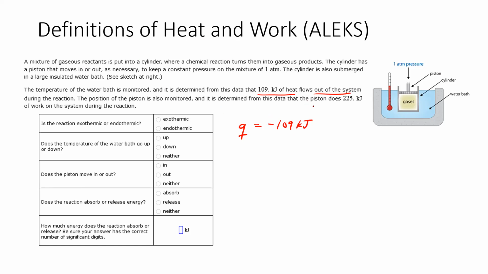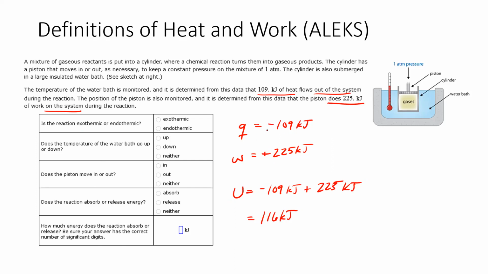And so they look at the piston as well. The piston does 225 kilojoules of work on the system. So W is 225 kilojoules. If it's done on the system, is work positive or negative? Positive, that's right. And so delta U equals Q plus W, negative 109 kilojoules plus 225 kilojoules. And so delta U is 116 kilojoules. So let's answer some questions.